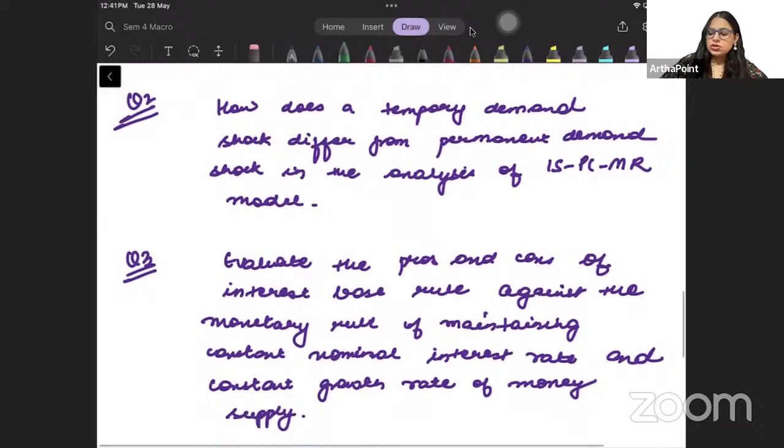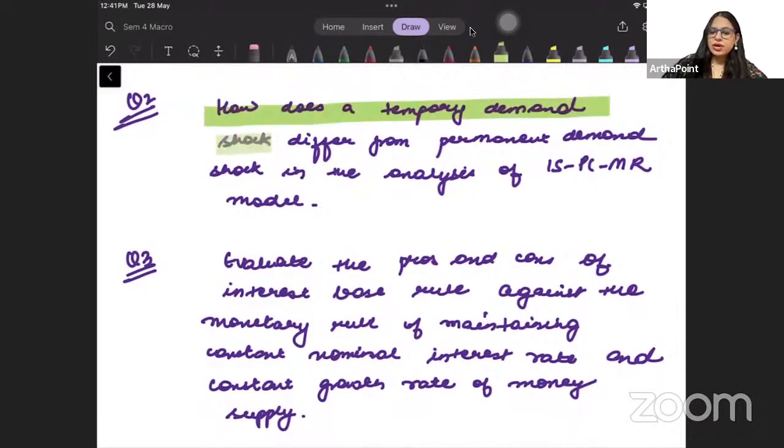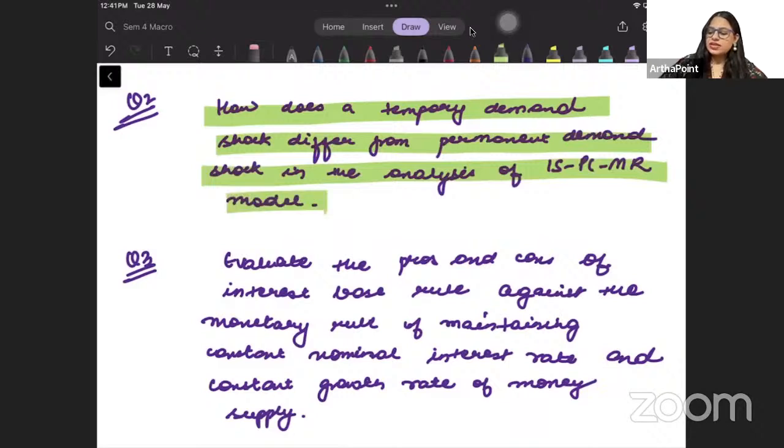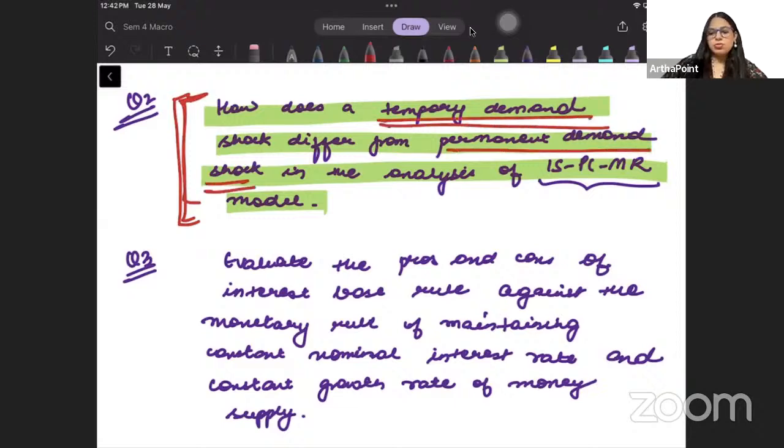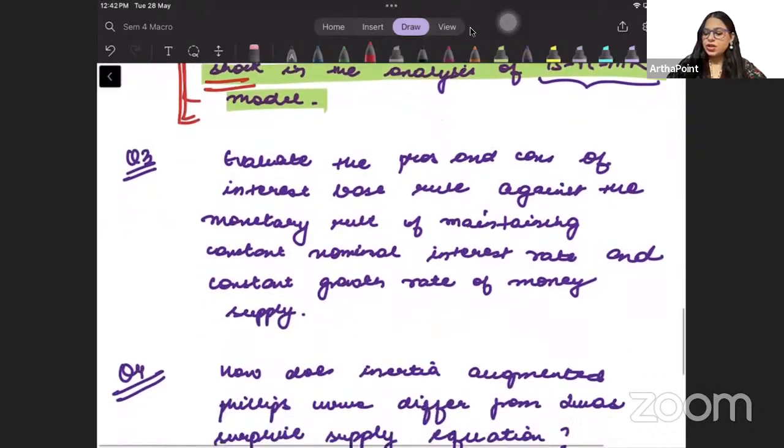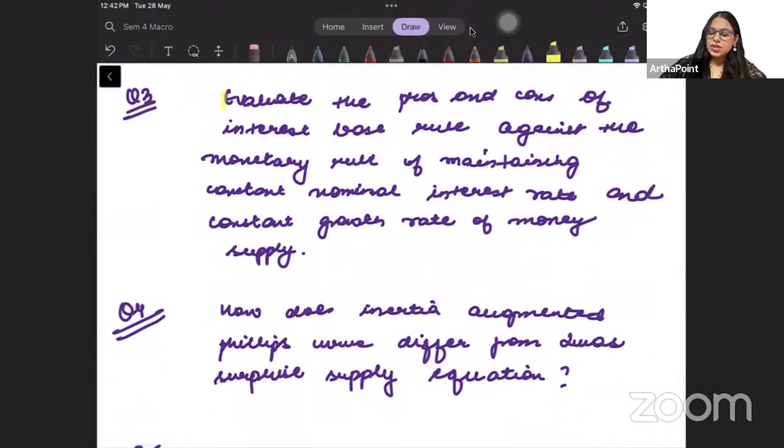Okay, second question. How does a temporary demand shock differ from permanent demand shock in the analysis of ISPCMR model? A very important question, high chances that it can be asked. You should know how to differ between temporary and permanent demand shock model. You should know this well. Okay, part number 3, beta.